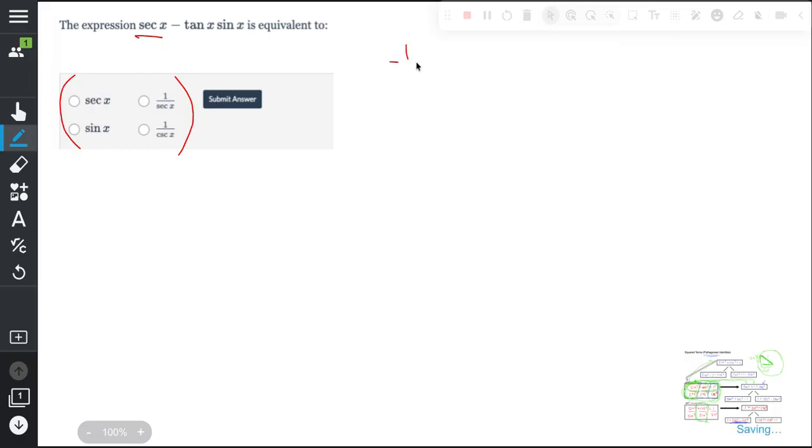So by definition, this is 1 over cosine x minus, and I've got two things here that multiply to each other. I've got sine x over cosine x. That's the definition of tan. And then I have just sine x multiplied to it. And I'm going to put that over 1 so I can see these two fractions multiplying together and really becoming the same fraction.